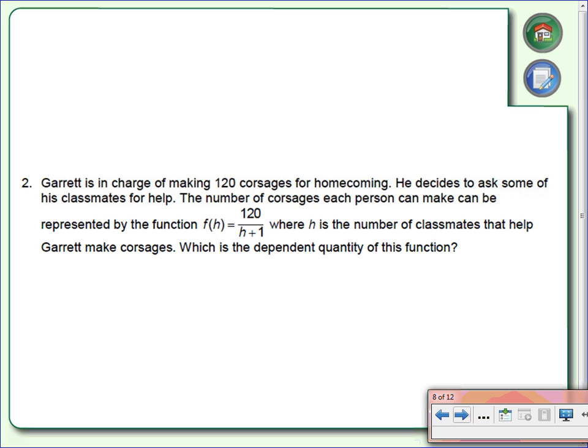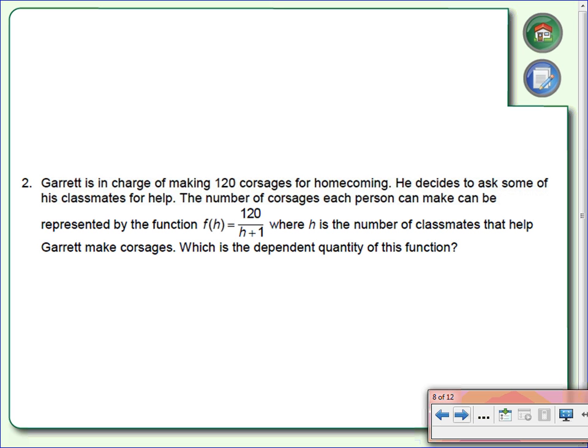Look at the next one, a little bit trickier here. Garrett is in charge of making 120 corsages for homecoming. He decides to ask some of his classmates for help. The number of corsages each person can make can be represented by the function f of h, which is equal to 120 all over h plus 1, where h is going to be the number of classmates that help Garrett make the corsage. We want to know which is the dependent quantity.